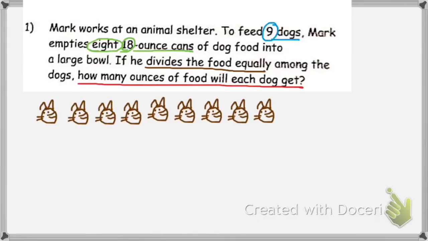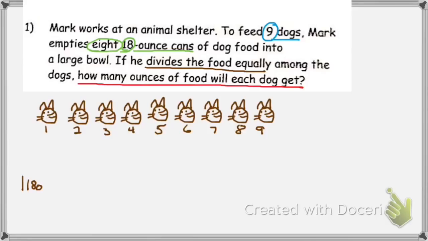So there are my 9 dogs. Anytime I have more than 4, I like to count them and write the numbers underneath to make sure I did it correctly. So let's double check that there are indeed 9 dogs. 1, 2, 3, 4, 5, 6, 7, 8, 9 dogs. Perfect. The next fact is there are 8 18-ounce cans of food.